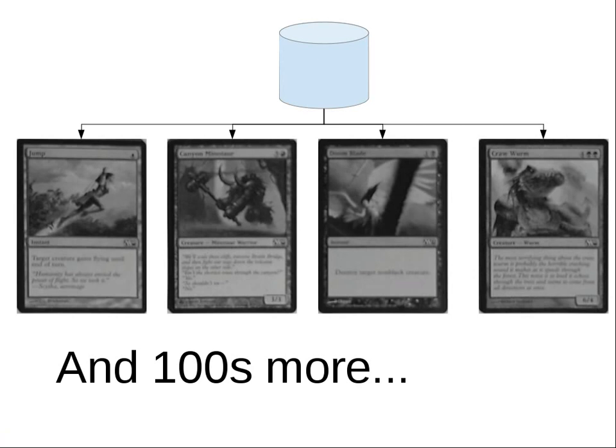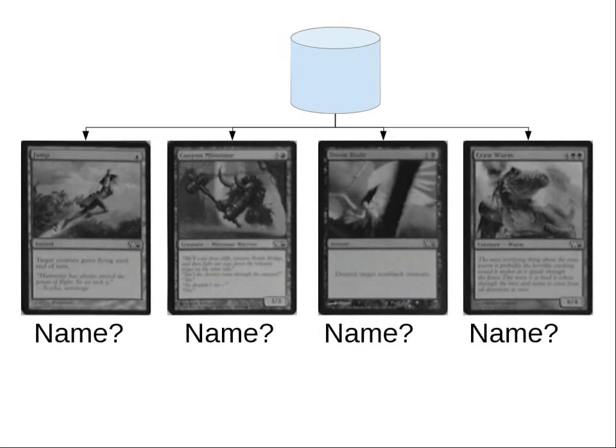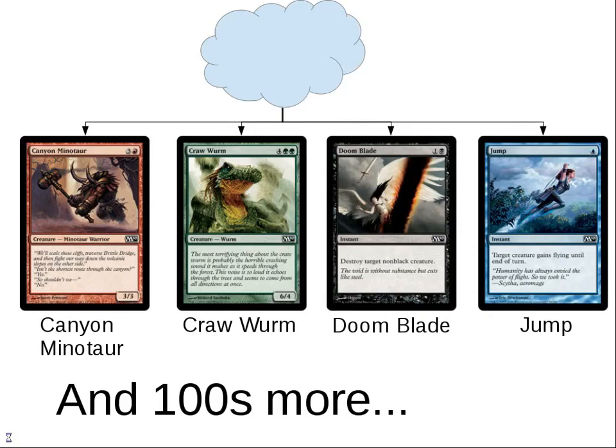Picking up from the previous video, we have a number of scanned images of cards in our database, but at the moment, these are just images. The computer doesn't know what card they represent, so we can't easily search or sort by card name.